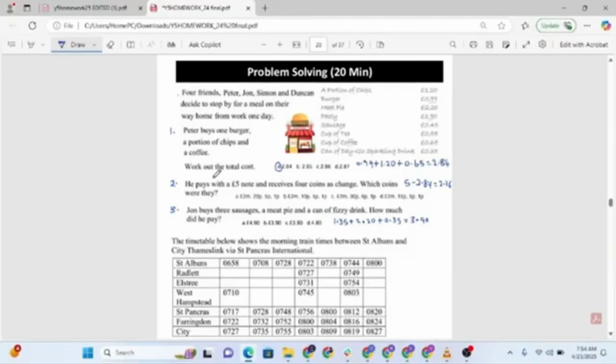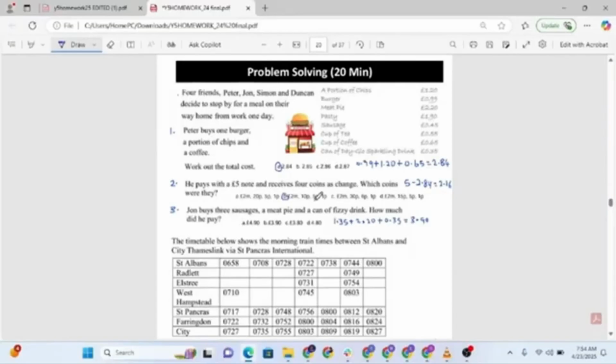Question 2. Peter pays with a £5 note and receives 4 coins as change. What coins did he receive? The correct answer is option B, £2 coin, 10 pence coin, 5 pence coin, and 1 pence coin.